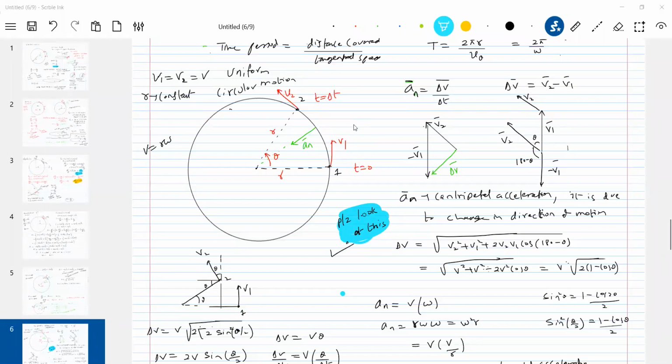But here what I'm saying, speed constant, but direction is changing. If it moves in a circular path with a constant speed, direction of motion changes. And according to the definition, a particle is said to be accelerated when speed changes, direction changes, or both. So in uniform circular motion, what's happening? Direction is varying. Because of that, there'll be centripetal acceleration, and it will be directed towards the center, not away from the center. This is the core idea.